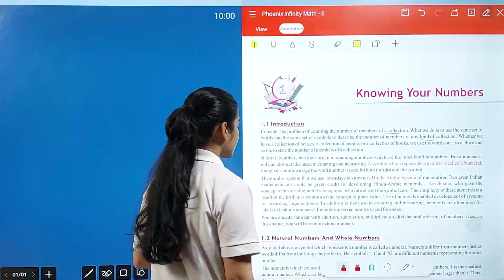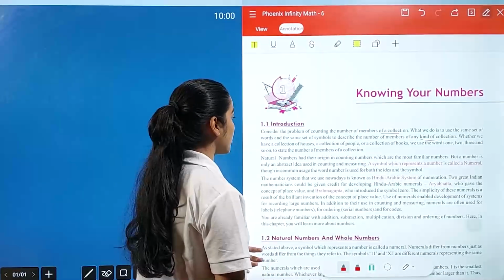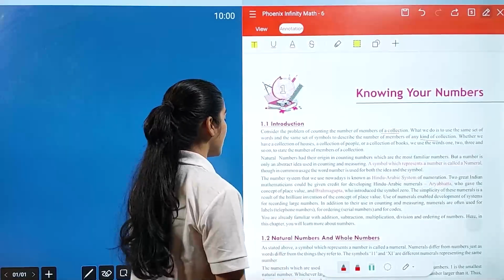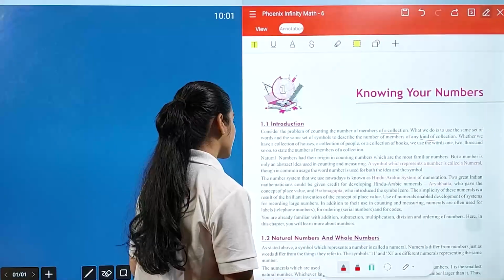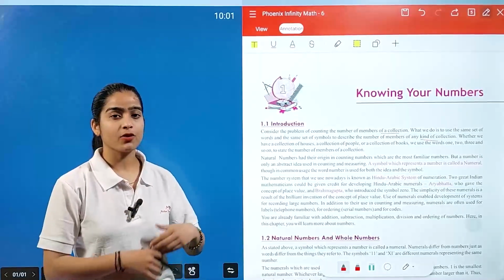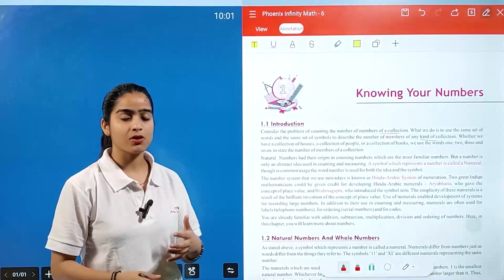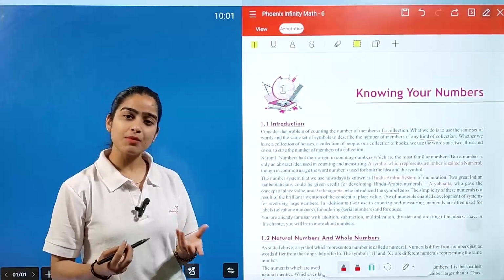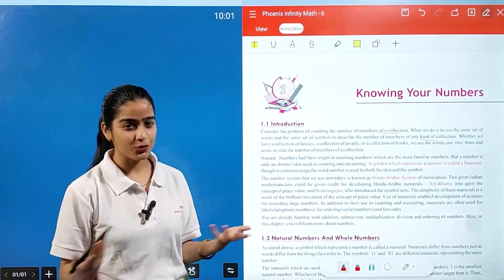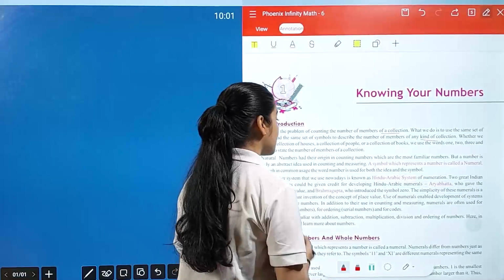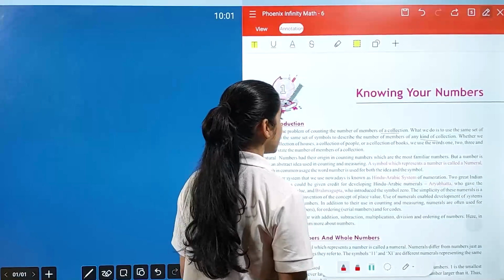Whether we have a collection of houses, a collection of people, or a collection of books, we use the words 1, 2, 3, and so on to state the number of members of a collection. So, what we see here for counting anything, be it your houses, your buildings, or your group of children, we repeat the same counting, because we have the same 1, 2, 3, 4 to count them.